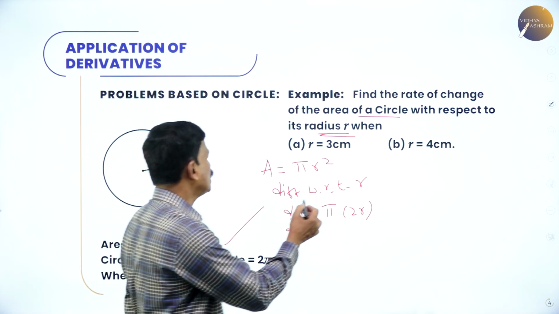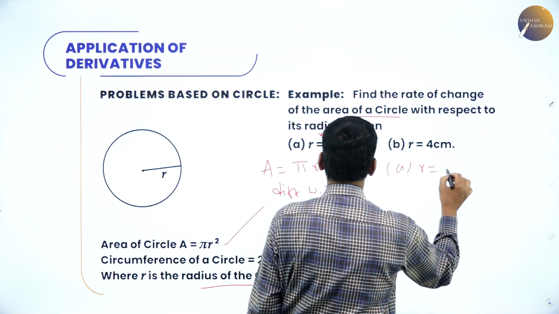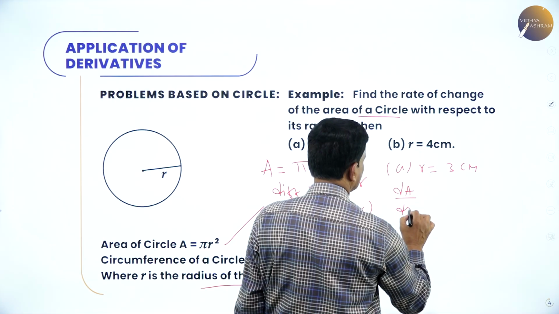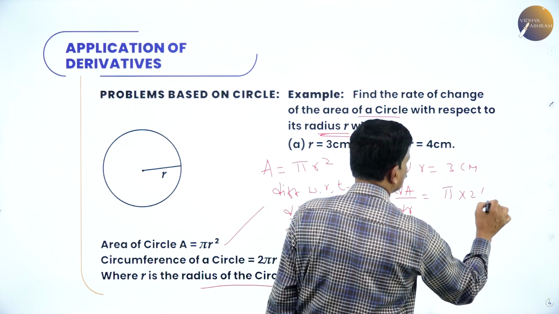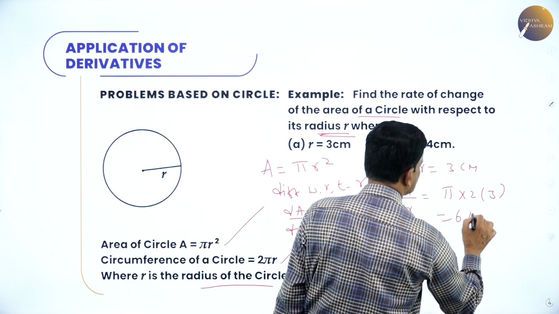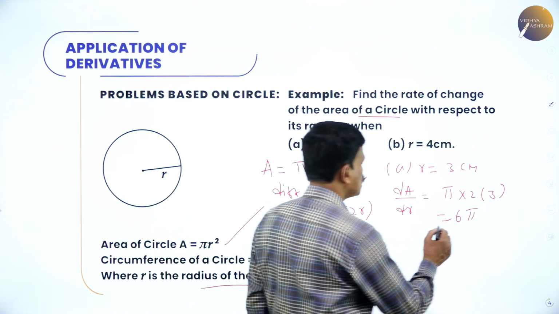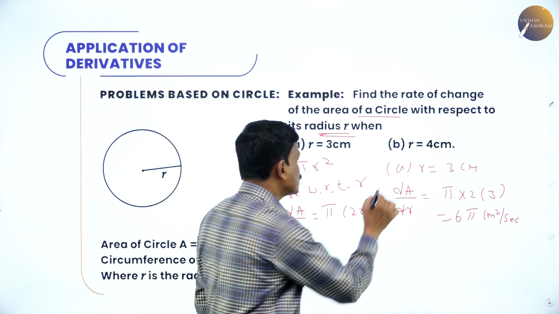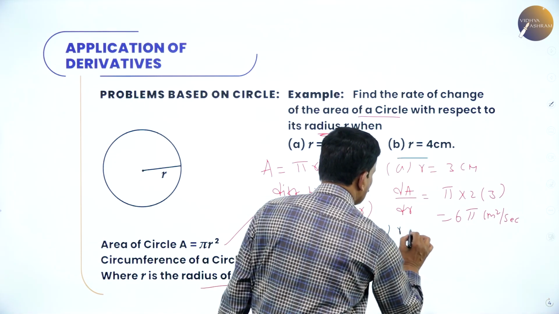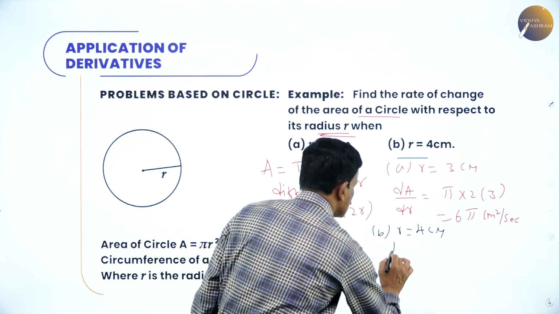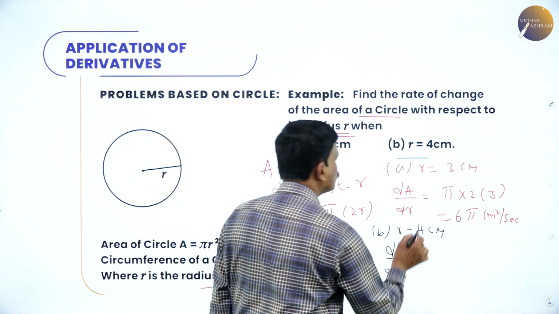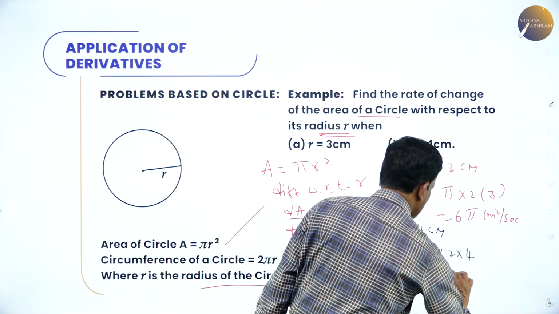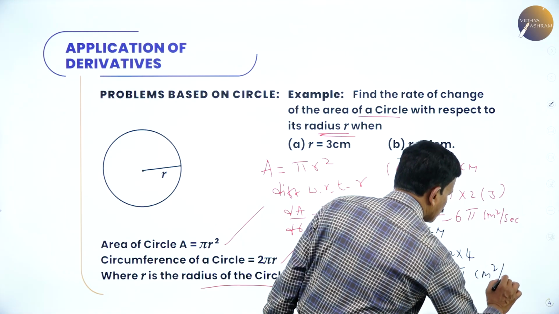Now, what is the first case? When r is equal to 3 centimeters, we will get dA by dr is equal to pi into 2 into r, r is equal to 3, that is equal to 6 pi. Now, what is the unit? So, 6 pi centimeter square per second. Second case, when r is equal to 4 centimeters, dA by dr is equal to pi into 2 into r, r is equal to 4, that's equal to 8 pi centimeter square per second.